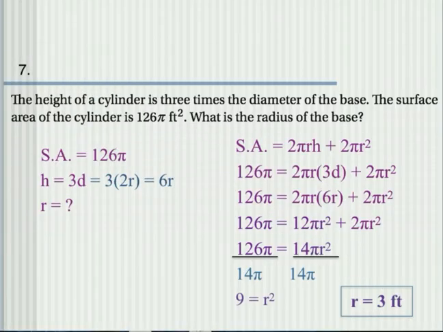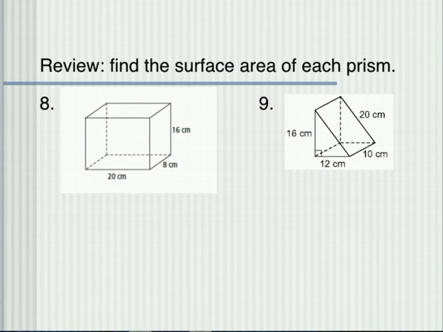All right, so last thing I want you to do in today's notes is practice from last lesson. See if you remember how to calculate surface area of a prism. So you're using surface area equals pH plus 2B. Pause here until you're done.